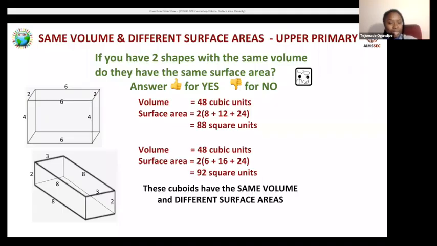So the surface area will be 6 plus 16 plus 24, times 2. That gives 92. And look at the volume. When you look at the volume of both, they are the same. However, the surface area is totally different. So they are not the same. So it means when they have the same volume, it is not automatic that they will have the same surface area.